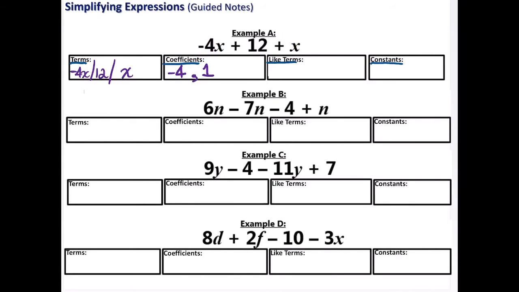That was it. Now the like terms are the things that you can either add or subtract. So let's see. Can we add negative 4x plus 12? No, because those are not like terms. This one has an x.